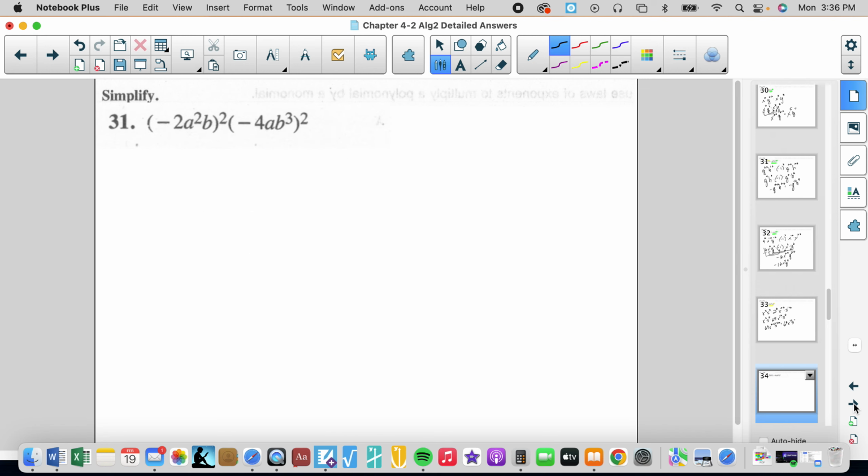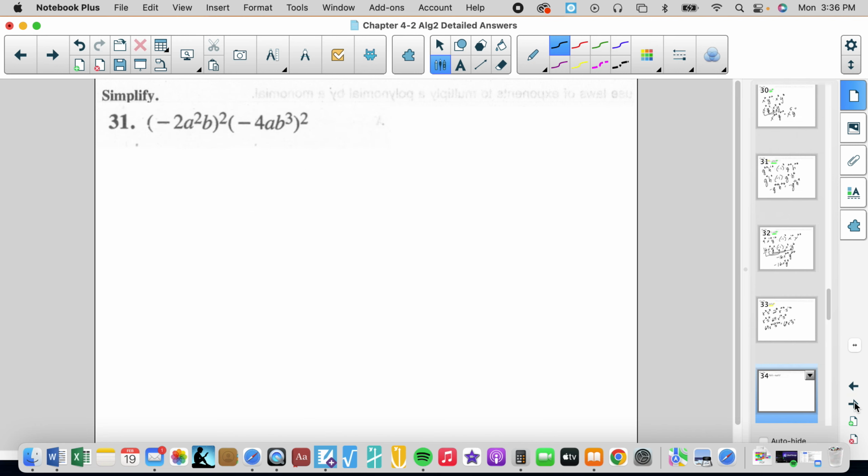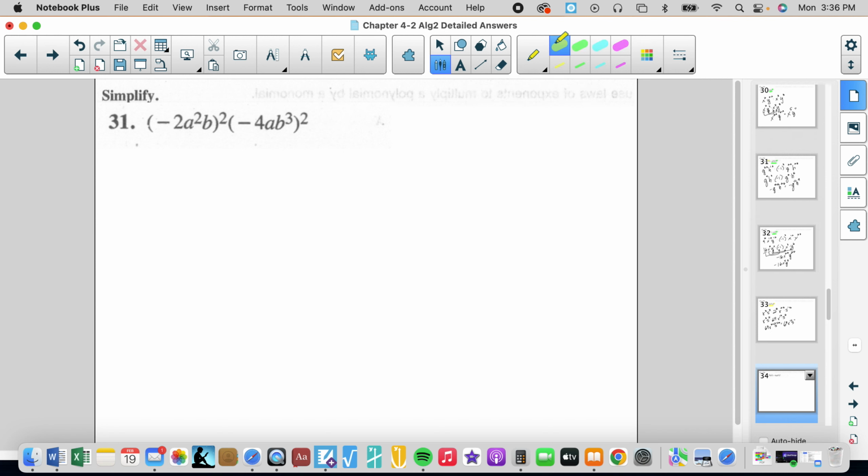No idea if all these are right. I haven't been checking against it. I'm just assuming that I'm doing it correctly. Let's look at number 30. 64, r to the 15th, s to the 11th. Yeah. I mean, if I'm not getting these right, I'm being quite the hypocrite.